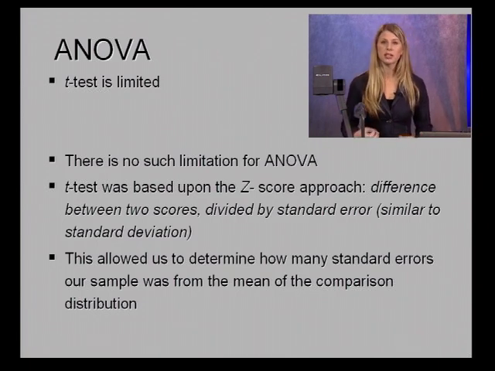Okay, but we're still going to use the same idea. What would the distribution of the variance of all these means be if the null hypothesis was true, just like we did with the t-test?